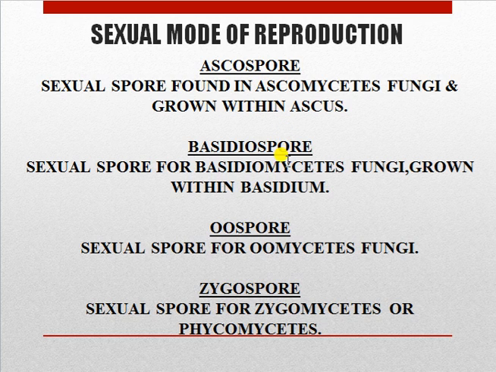Next, basidiospore. From the name we can understand this spore is commonly produced by another class of fungi, the Basidiomycetes. They have a fruiting body called basidium, and the basidiospore commonly grows within that basidium.